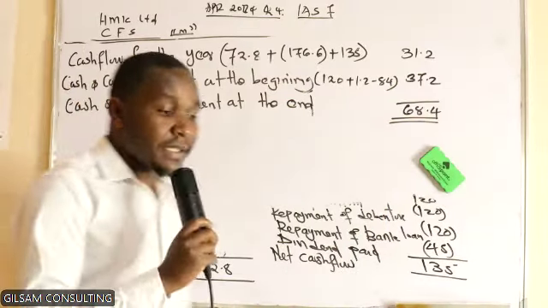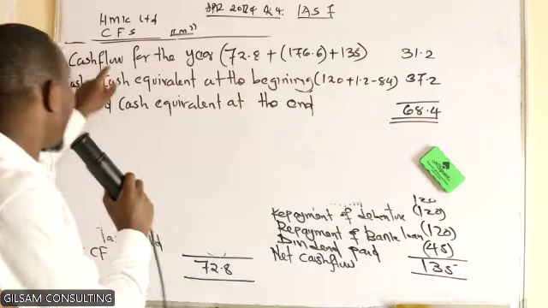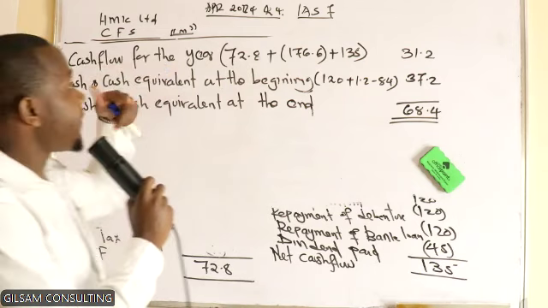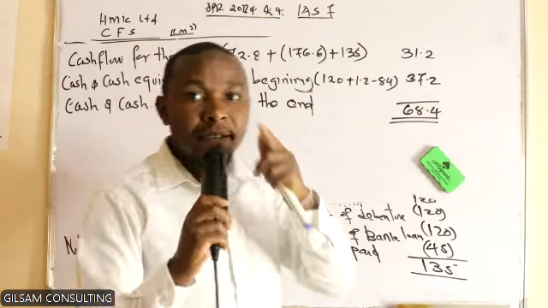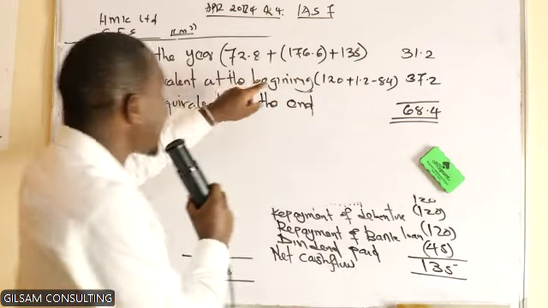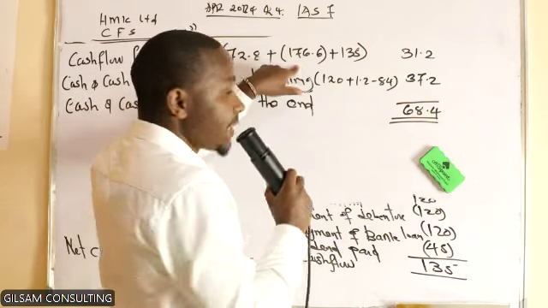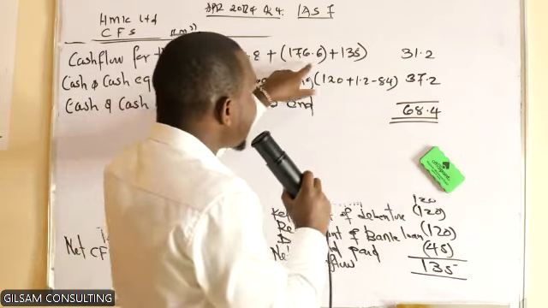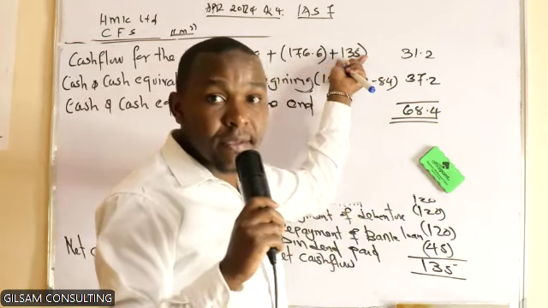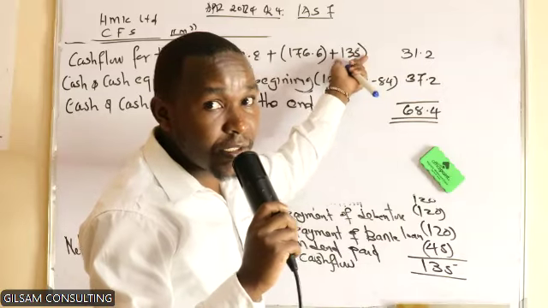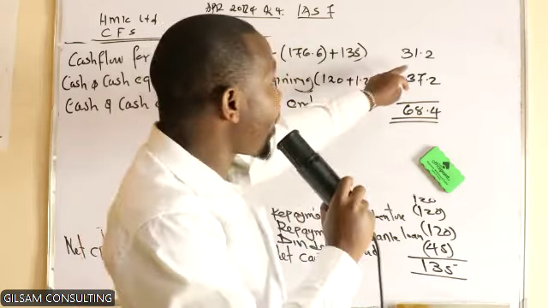The last part is to get the cash and cash equivalent for the year. So for the cash flow for the year, we take the first cash flow from the operating activities, which is 72.8 million, plus the cash outflow from the investing activities, which is 176.26. And then we add the cash inflows from the financing activities, which gives us the cash flow for the year of 31.2 million.